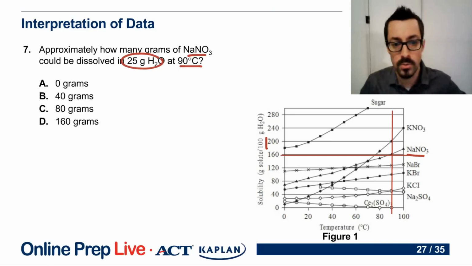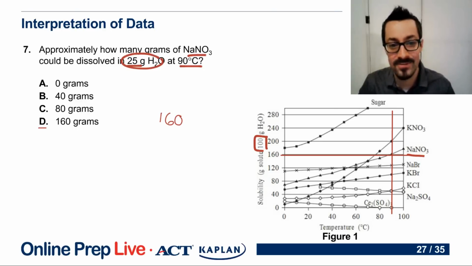Based on the fact that we originally had 100, and now we have 25, what do we want to do to that 160? What do I need to do to that 160? Everybody tell me. I'm not gonna pick D. I might want to pick D. It looks tempting, but I'm not gonna do it.